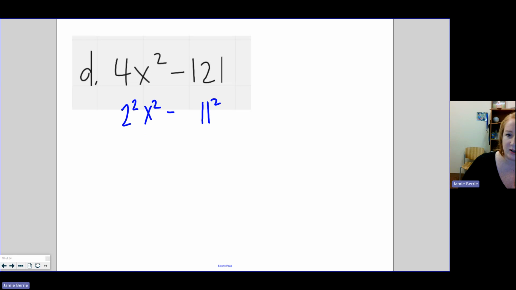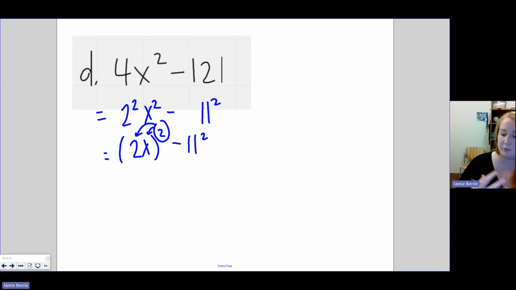121, that's 11 squared. Now you just have to do a little bit of work before you can use the formula here. So what you have to do, and this uses your exponent rules that you learned in the last chapter, is you pull that exponent out. That becomes 2x all squared. So again, if you were to multiply this back out or expand it, you would distribute the exponent to both terms. It would become 2 squared times x squared, which is the same as what we just had.